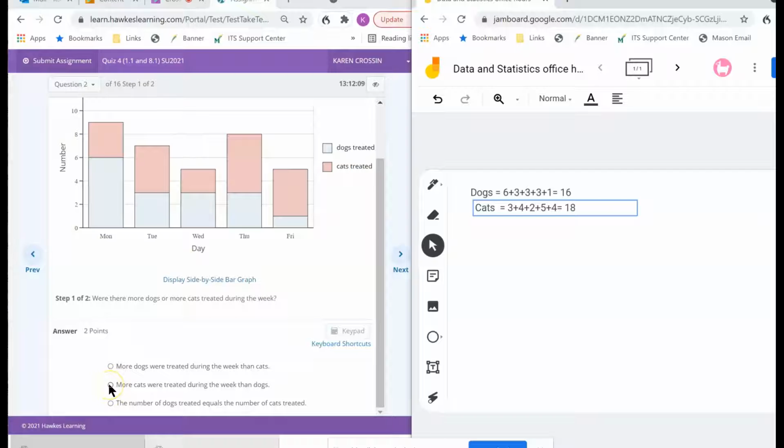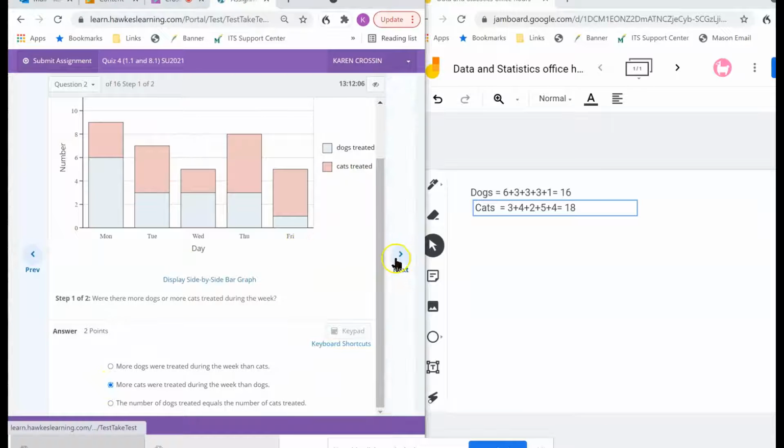Okay, all those cat people. Okay. All right, next. Are we good with that one? Yes, we're good. Okay, and now we know how to read those graphs, which are my least favorite kinds of graphs.